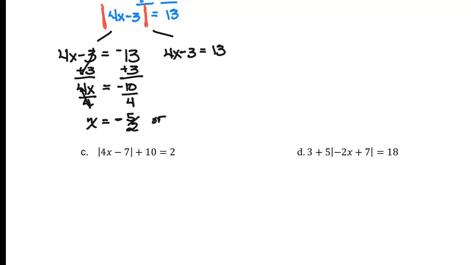Or, now solve the other side. Add 3, 4x is equal to 16, divide by 4, and x is equal to 4.